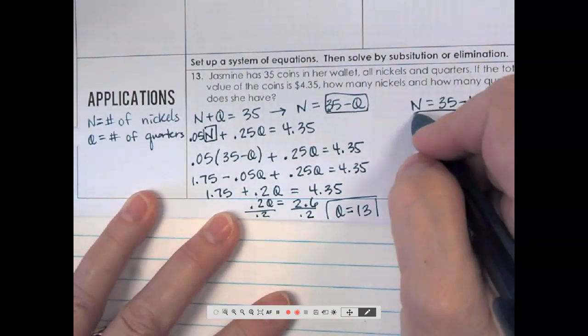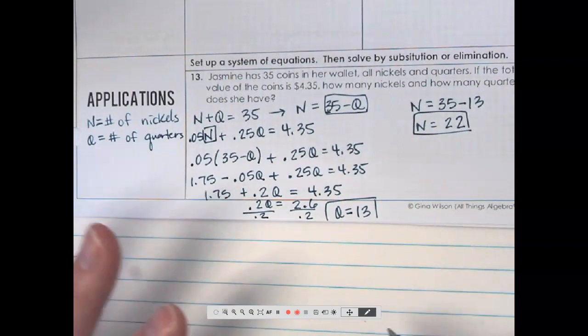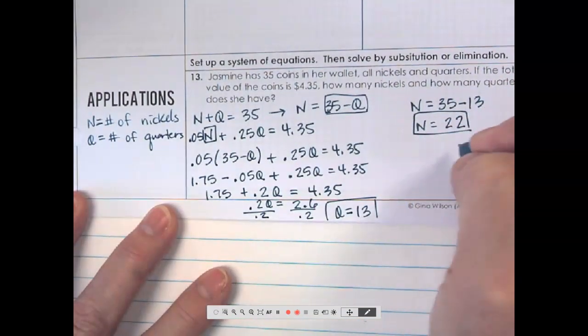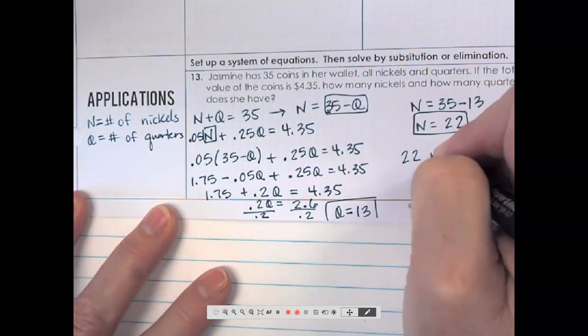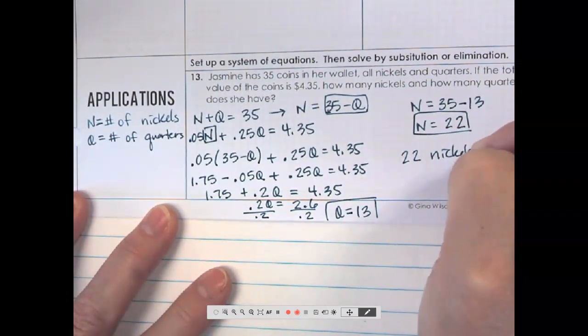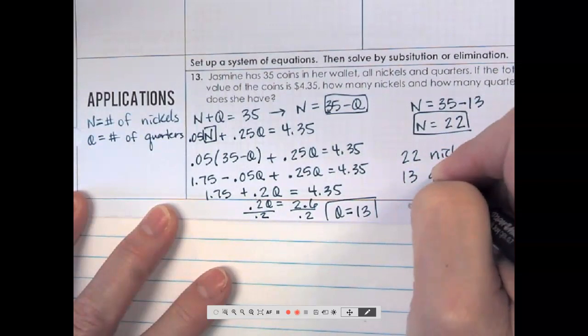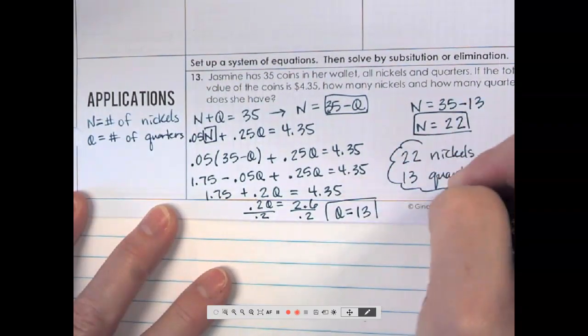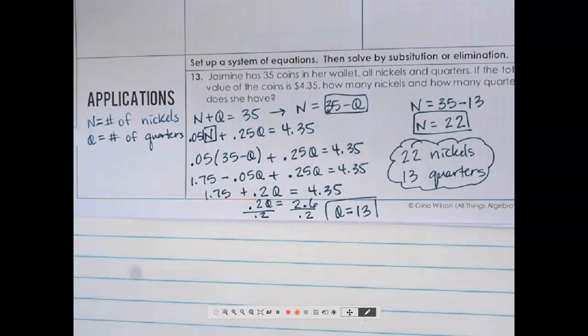Okay, so those are my answers, but let's write the answer in context. How many nickels and how many quarters does she have? So she has 22 nickels and 13 quarters. And that would be the answer I'm looking for.